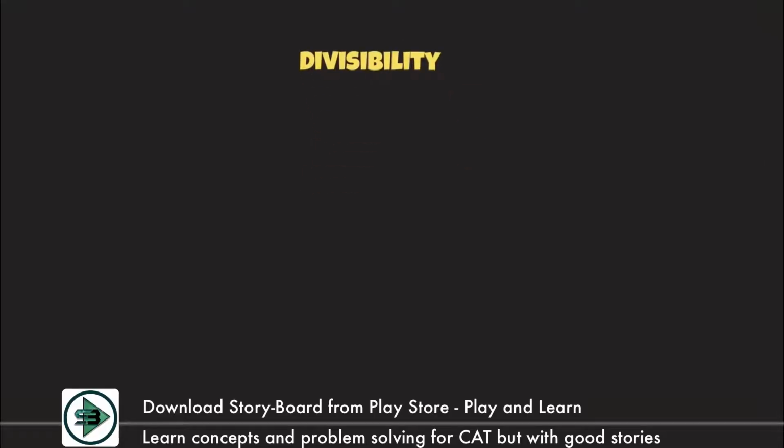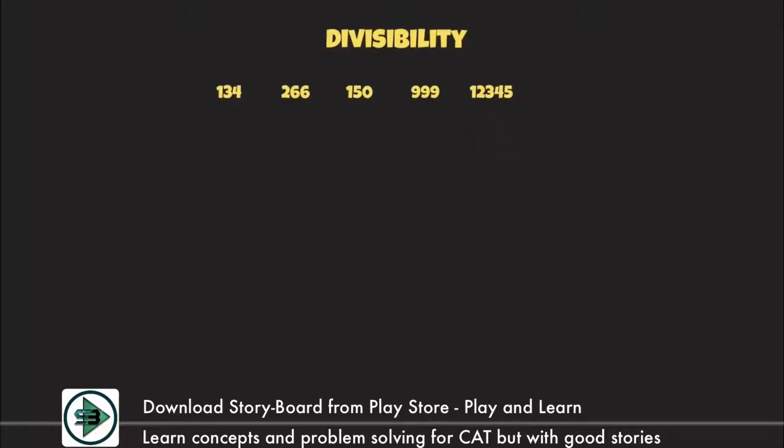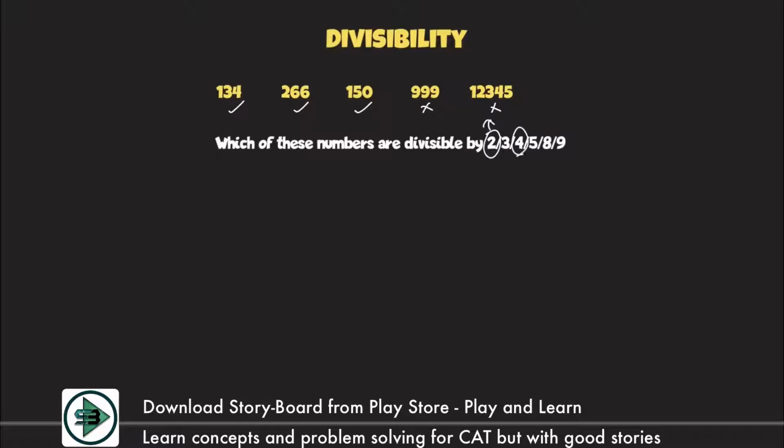So in this video we study divisibility. Now I'll give you any number and I'll ask you which of these numbers are divisible by 2, 3, 4, 5, 8 and 9. You'll say it's simple. If the last digit is divisible by 2, then the number is divisible by 2. For 4, if the last two digits are divisible by 4, then the number is divisible by 4. For 8, if the last three digits are divisible by 8, then the number is divisible by 8. And that's how simple it goes.